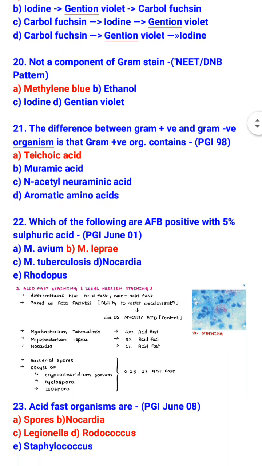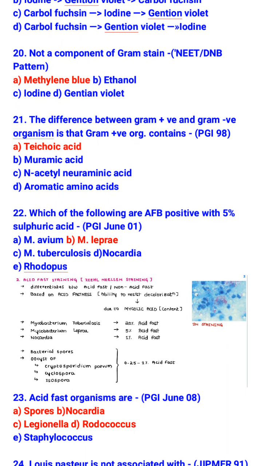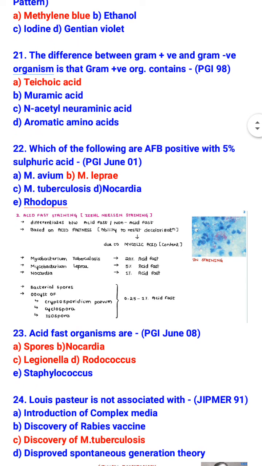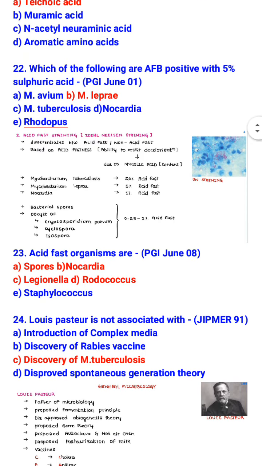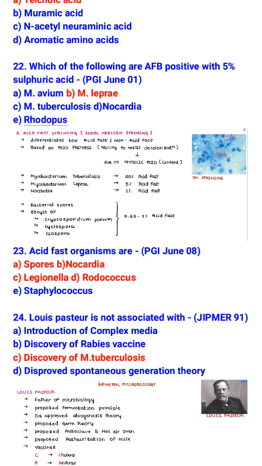Which of the following are acid fast bacilli positive with 5% sulfuric acid? Mycobacterium leprae. Mycobacterium leprae is positive with 5% sulfuric acid. Mycobacterium tuberculosis with 20% and Nocardia with 1%. Acid fast organisms are spores, Nocardia, Legionella and Rhodococcus.